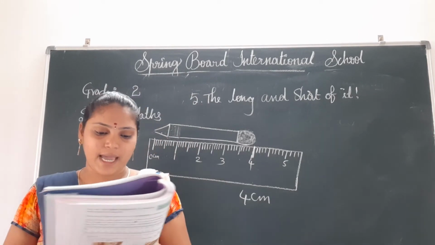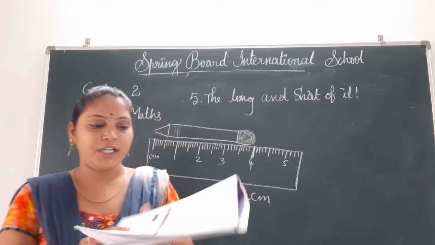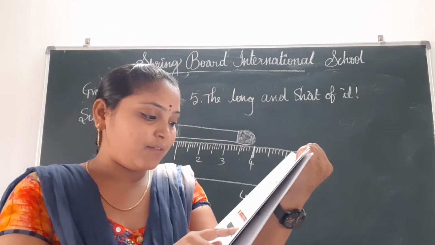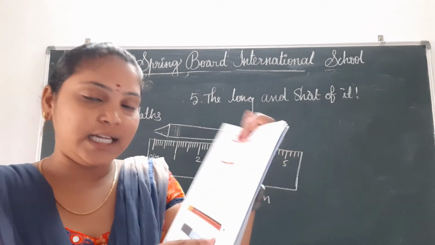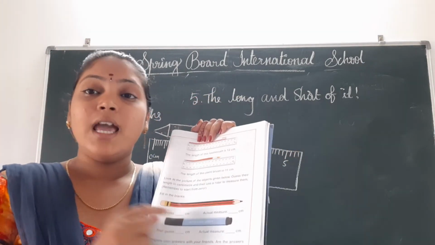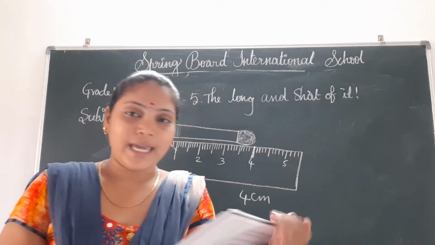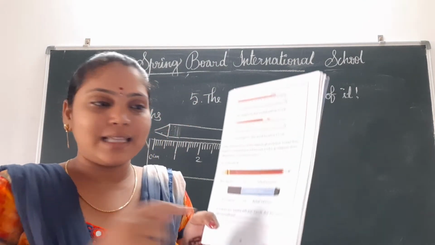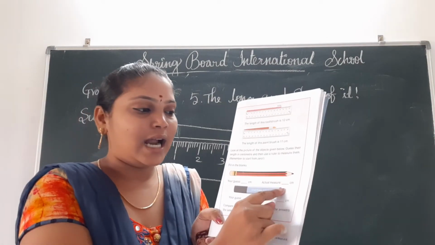So fill in the blanks. You guess dash centimeters. Just you have to guess. So how many centimeters is the pencil? You have to write here. Just guess and write, and after that write the actual measure. You have to measure the length of the pencil and write here.